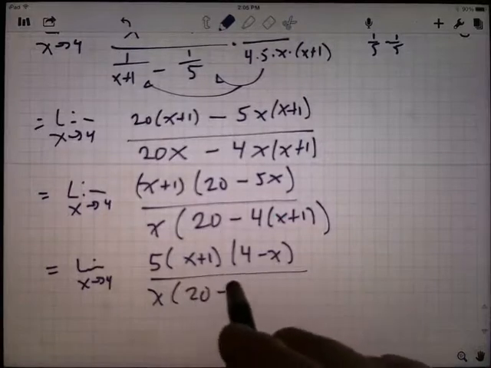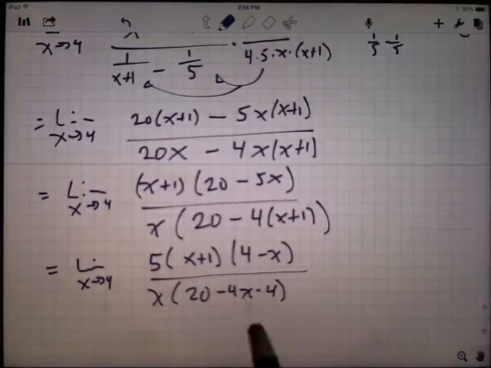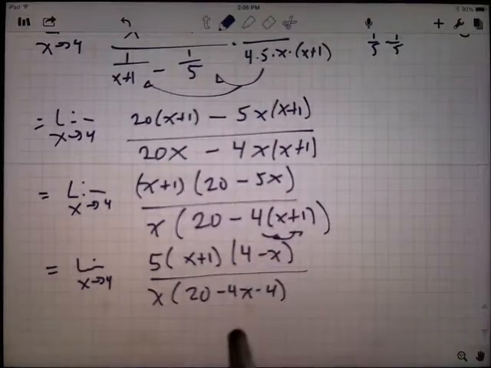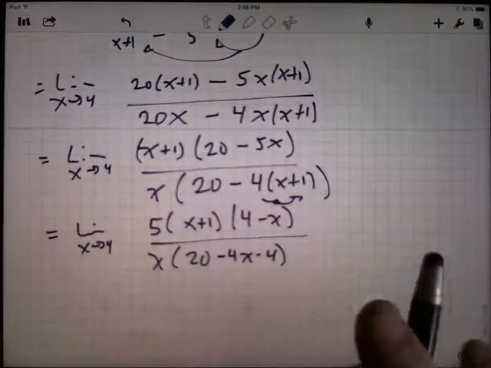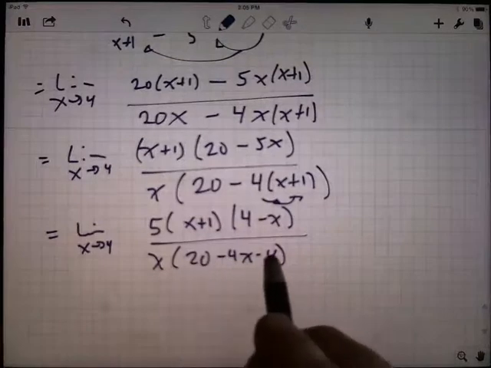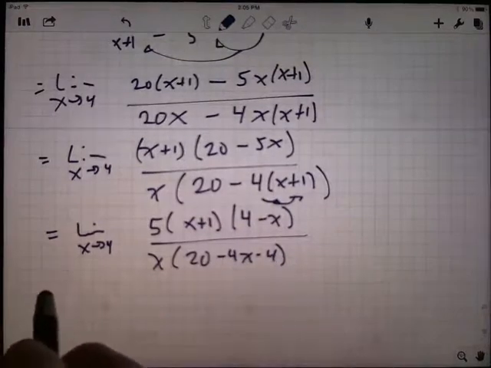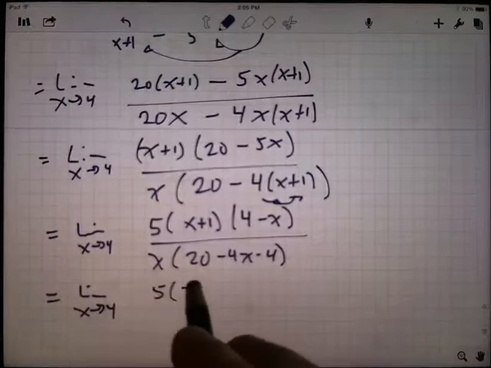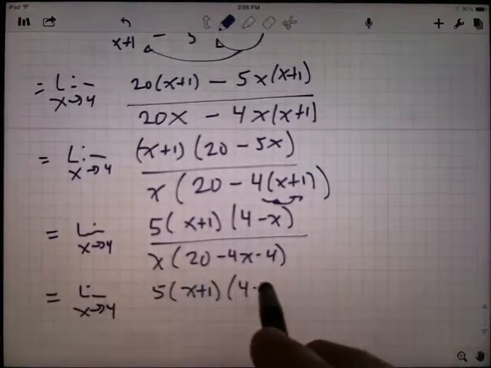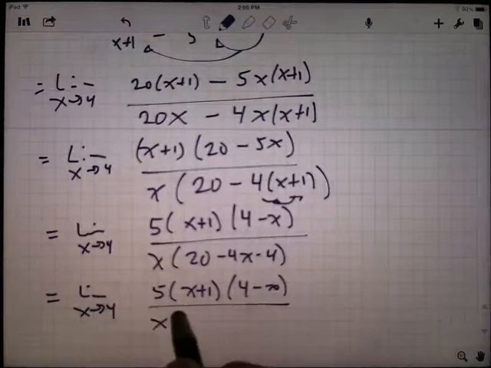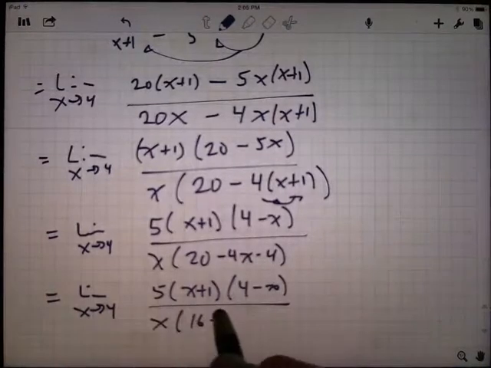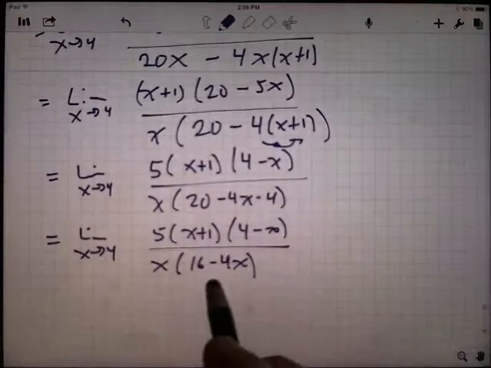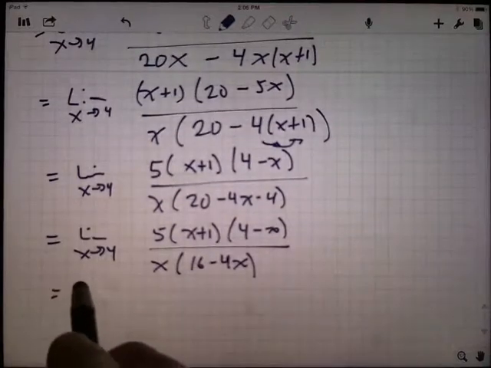This is a 20 minus 4x minus 4. Right, as I distribute the minus 4 into both of those two things. And the 20 and the minus 4 get together to be a 16. So I'm looking at the limit as x goes to 4 of 5 times x plus 1 times 4 minus x. And then I've got an x times, this is a 16 minus 4x. And I'm thinking, oh, we're in good shape because I can factor a 4 out of that. All right, so here we go.